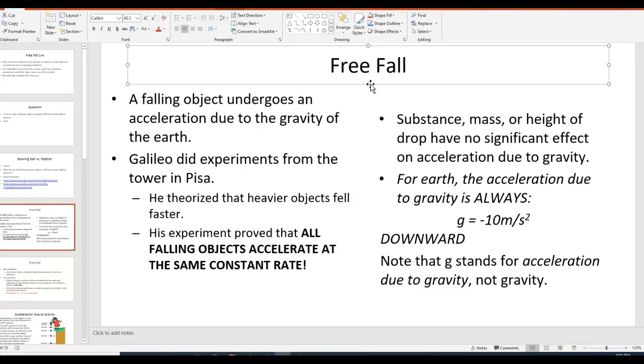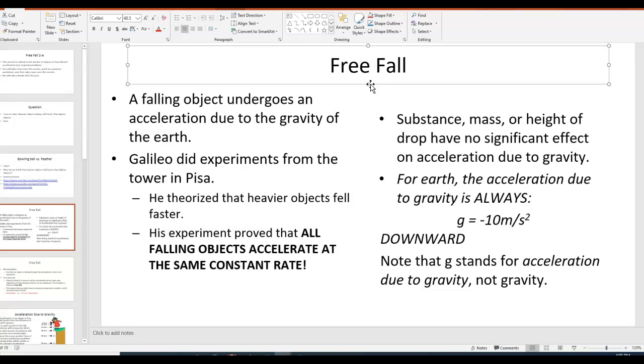So all falling objects, as long as they're in free fall, accelerate at the same constant rate, regardless of which one weighs more or size difference or whatever. If you dropped a peanut and an elephant on the moon when there's no air resistance, they would hit the ground at the same time. It's only when there's air resistance that the size or the weight actually makes a difference.